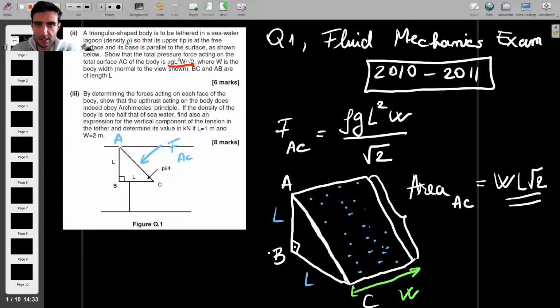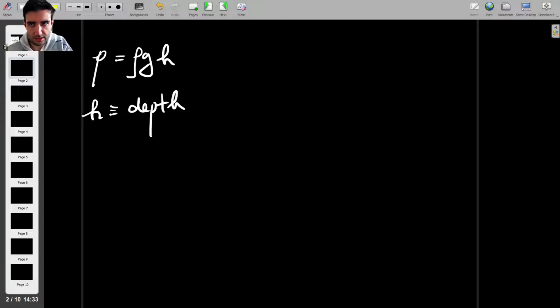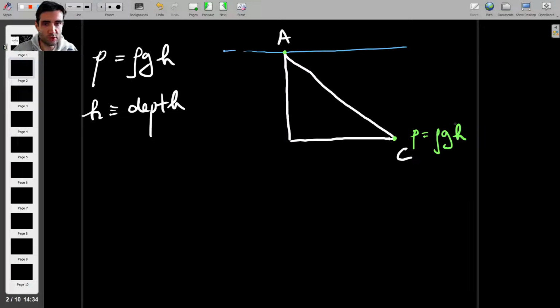So let's see how we can actually do that. To figure that out, first of all, I would write down the equation for hydrostatic pressure. The usual formula is rho g h, where h is the depth. Let me draw the diagram again, and this time I will draw out the pressure distribution as well. The pressure distribution on the AC side looks as follows. The pressure here is 0, and the pressure here is, of course, rho g h. So the pressure distribution is going to look something like this.